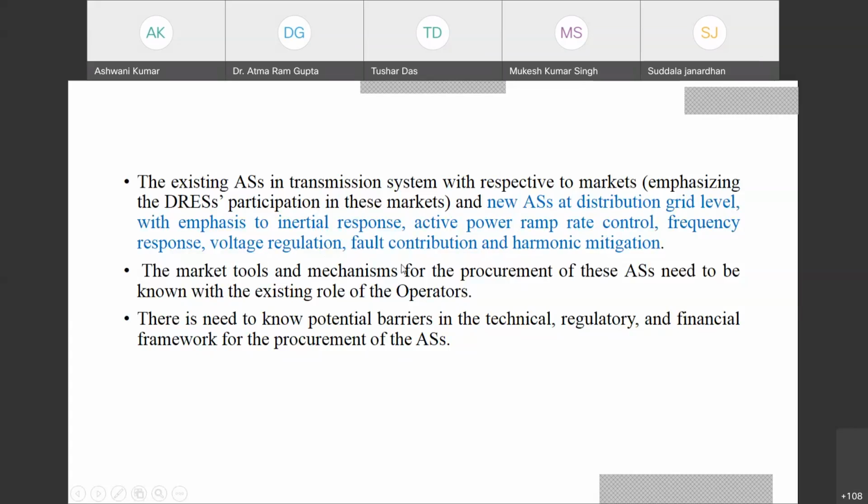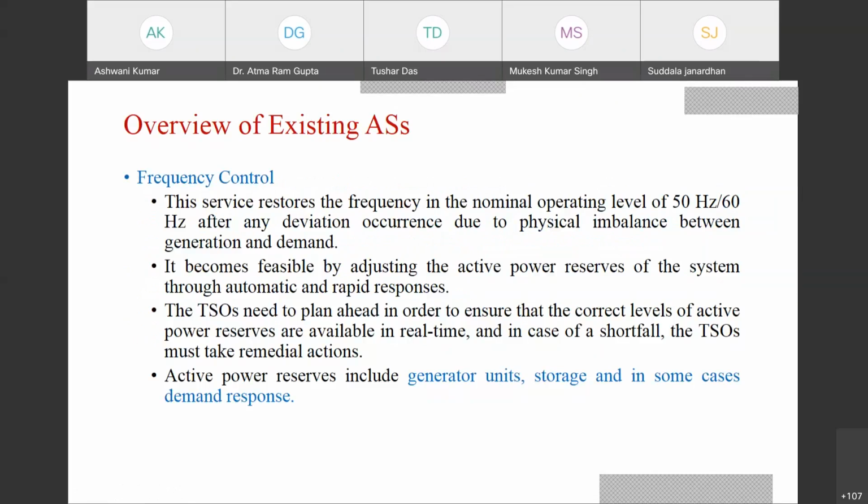So frequency regulation, voltage regulation, as well as the fault contribution and harmonic mitigation, they are the additional points, fault contribution and harmonic mitigation as ancillary services in a distribution system, especially in smart metering. But we must understand the barriers: technical, regulatory, financial. Okay, these are the barriers. We need to understand them very clearly. And once we understand these barriers, definitely the outcome will be there in terms of certain mechanisms, technical, financial, regulatory, as a regulatory policy for the ancillary service provision in the system. So these were the basic understanding and philosophy of the subject.